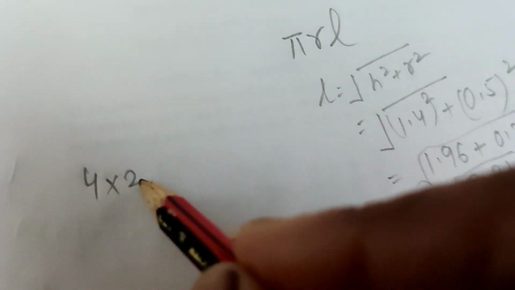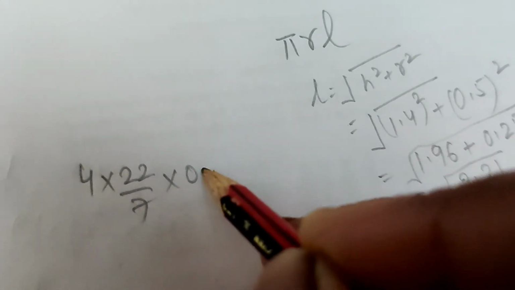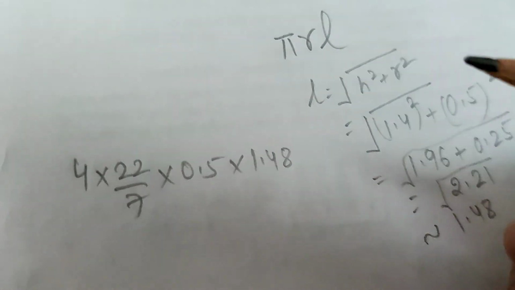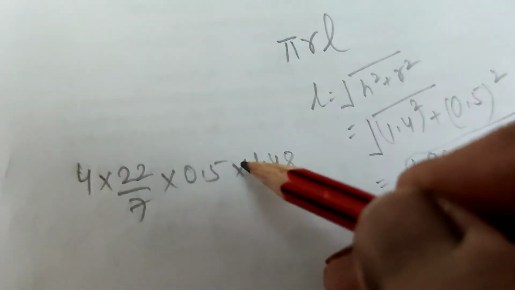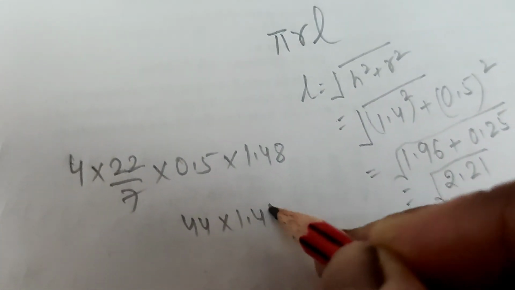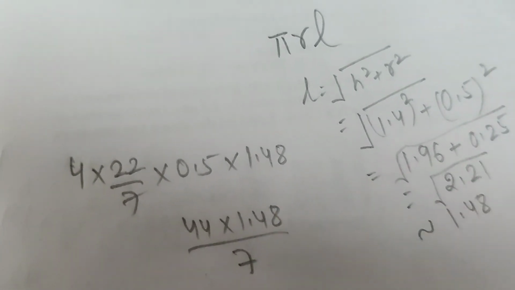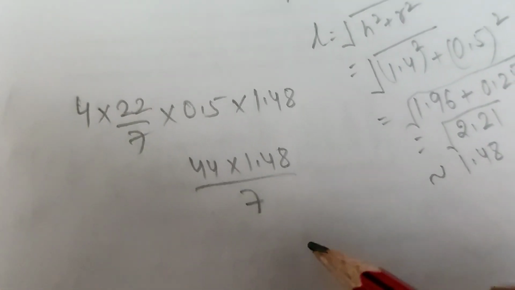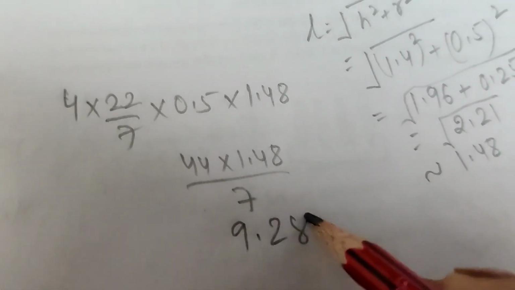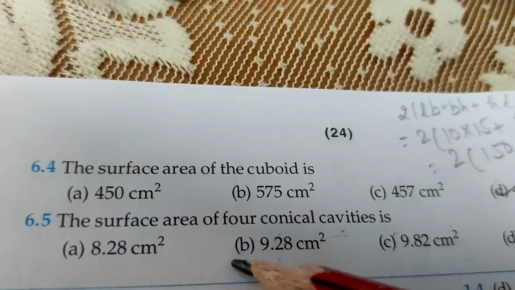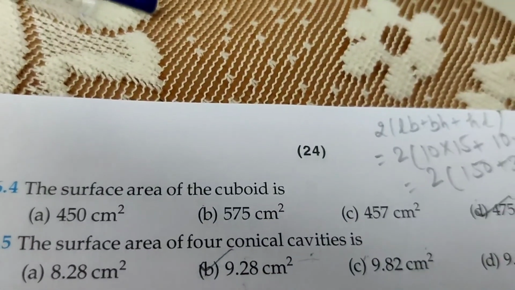Now the four conical cavities: 4 into pi r L, where r is 0.5 and L is 1.48. Now you can solve 4 into 0.5, 2 into 22, 44 into 1.48 by 7. Okay, now you can solve and you will get the answer, approx 9.28. The right option is 9.28 centimeter square. Okay. Thank you.